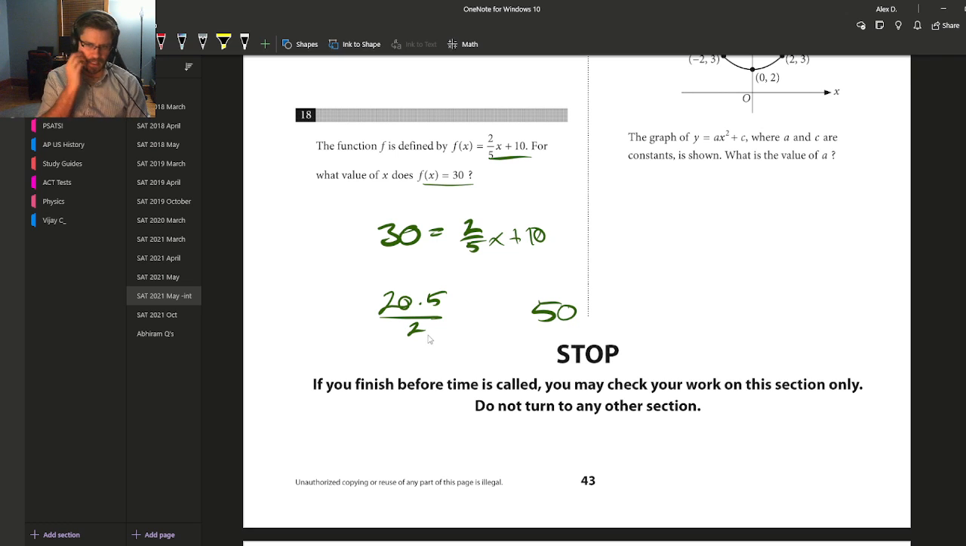Don't do as much as I do in my head. Do write your steps out. So minus the 10 is 20. You're going to multiply by 5 and divide by 2. That's where this came from. And always reduce before you multiply. If you can reduce the terms before you multiply, then you're going to be in really good shape. I would recommend that pretty solidly.